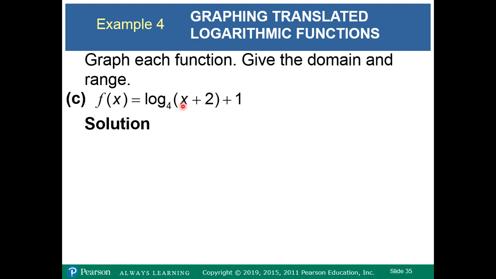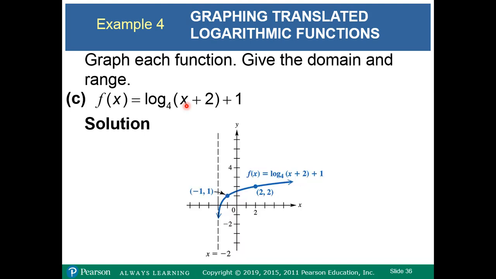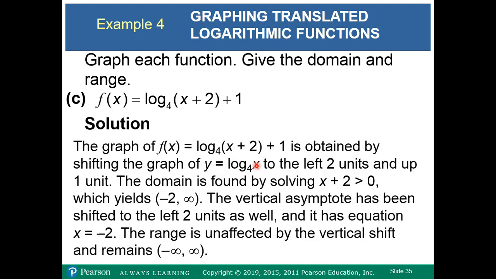So this is base 4. Now we've got a shift to the left 2 units and then up 1 unit. So we're going to focus on writing this in exponential form. And so once we know the graph of this, then we can shift it to the left 2 units and then up.